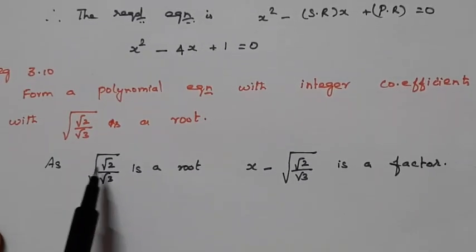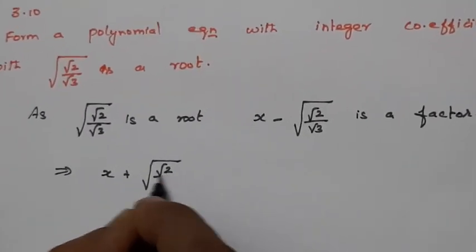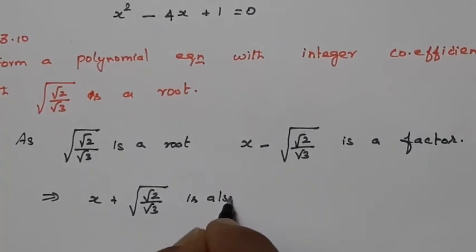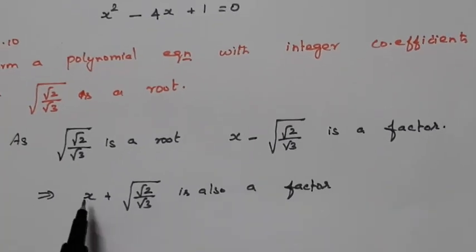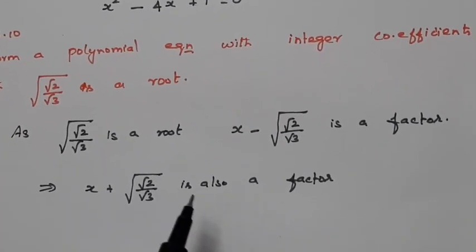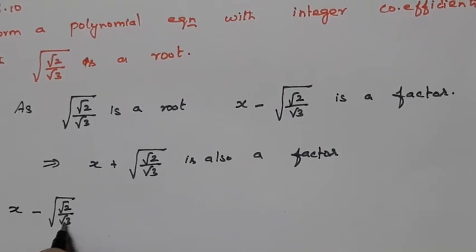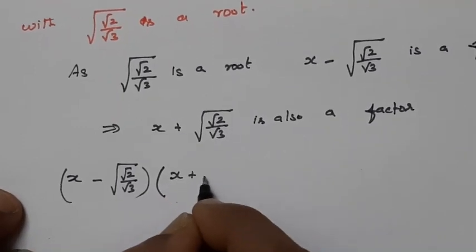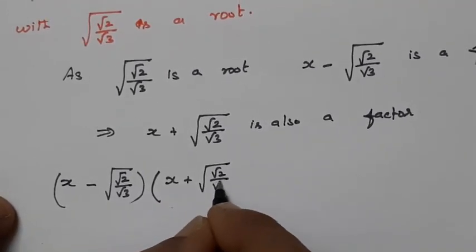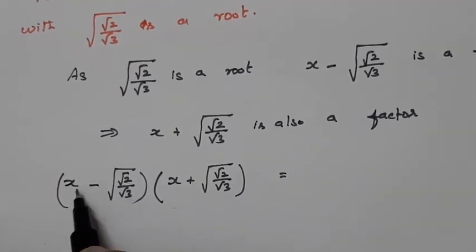And then its conjugate will also be a root, and this implies that x plus square root of root 2 by root 3 is also a factor. Considering its conjugate as a root, we can have x plus root 2 by root 3 as a factor. So let us multiply these two to get the equation. Okay. So x minus square root of root 2 divided by root 3 into x plus square root of root 2 divided by root 3 is equal to, okay. So it is of the form (a plus b) into (a minus b).